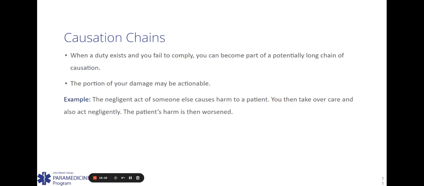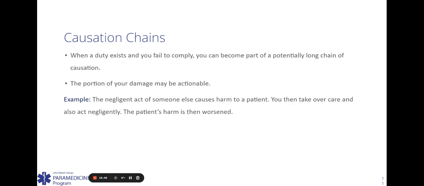For example, let's say someone else's negligent act causes harm to the patient, and you as the paramedic take over care. If you also act negligently, it can worsen the patient's harm. This is why it's crucial for paramedics to always provide patient care that meets the standard of care and complies with their duty to provide that care. The portion of the damage that you contribute to can be actionable as well. So this highlights the importance of always being mindful of your actions and decisions as paramedics and avoiding negligence.